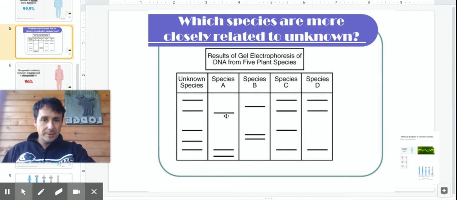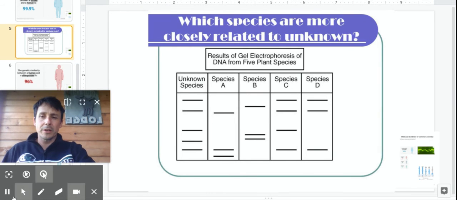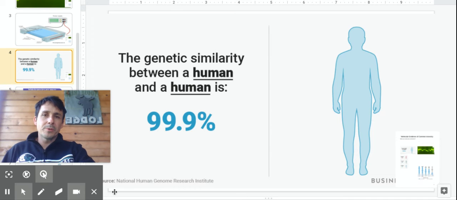And if we take a look, it looks like C is pretty closely related and possibly D, but I think C might be the most closely related to A. I'm sorry, to the unknown. So even though these are different species, realize we can look for similarities across species to see how closely related those species are. Okay, so here is where it gets super freaky.